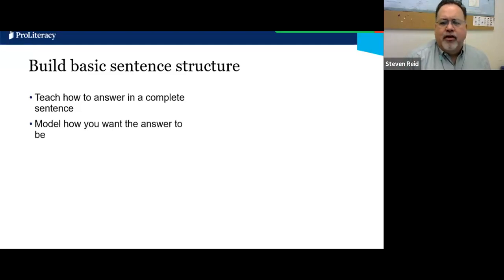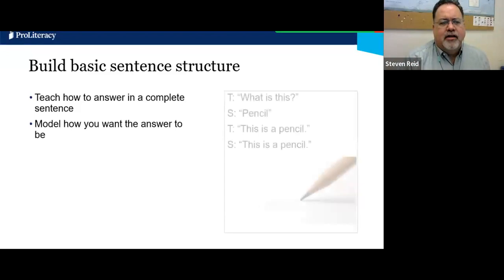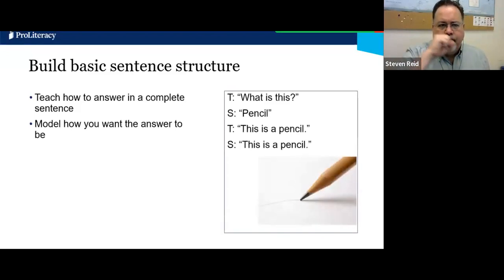And I think it's important for you as the teacher to model the behavior that you want from your student. When you ask, what is this? And the student says, pencil, then you would respond, this is a pencil, and have them respond, this is a pencil, so that they're used to that pattern of what's happening at each level.